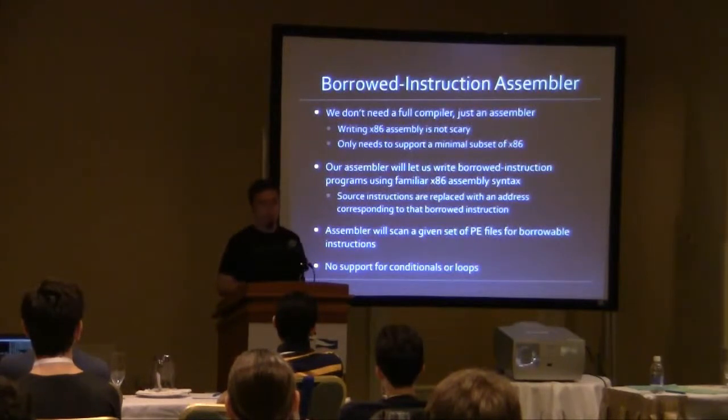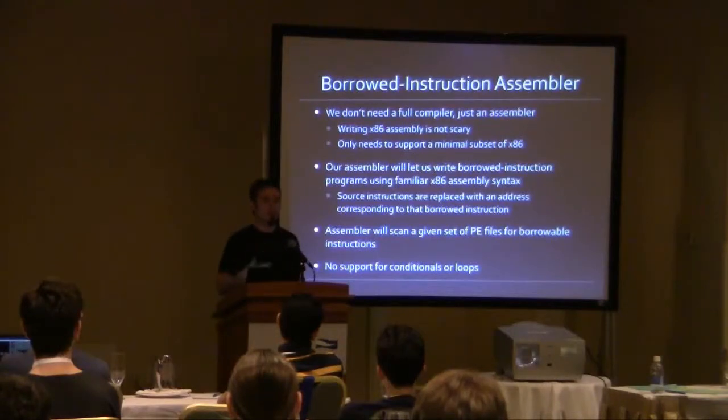wrote. Because for the exploit developer, x86 assembly is not scary, and it shouldn't be. If you find x86 assembly scary, perhaps you shouldn't be writing exploits because that's what it takes. And we only need to support a subset of x86. We don't need to support all the esoteric instructions. We only need some core, like even 12 instructions that we can use.